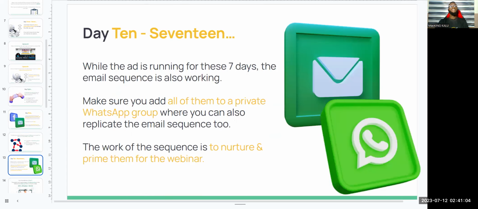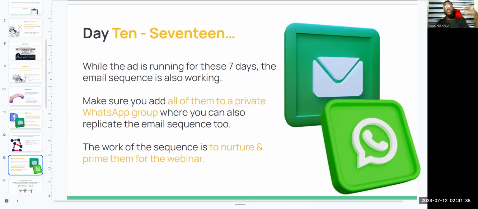Okay. Now, from day one to day 17, this is what you're going to be doing. While the ad is running for 7 days, the email sequence is working. The email sequence is for 7 days, and the ad is for 7 days. Sorry about that, my light went off.